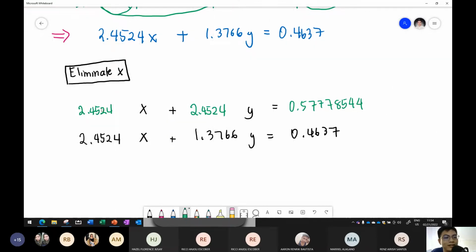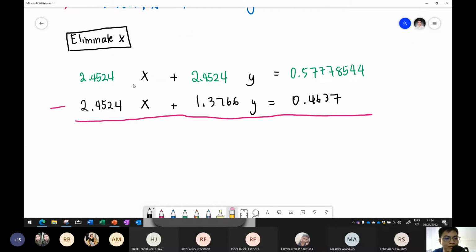Tapos susunod, kita nyo, parehas na yung x, di ba? Susubtract ko na yung dalawang equation. Parehas na yung x eh. Susubtract ko na lang sila. Now, ito yung mismong elimination. Okay? So, this minus this is 0. Di ba? Ibig sabihin natanggal na talaga yung x, kasi same sila ng coefficient. So, 2.4524 minus 2.4524, 0 na yan. Cancelled out na si x.